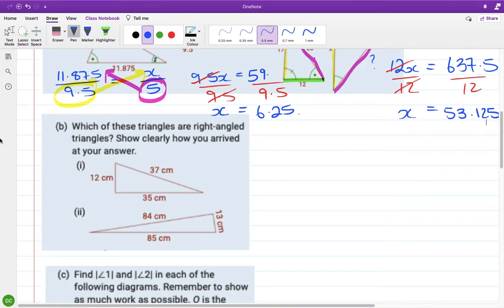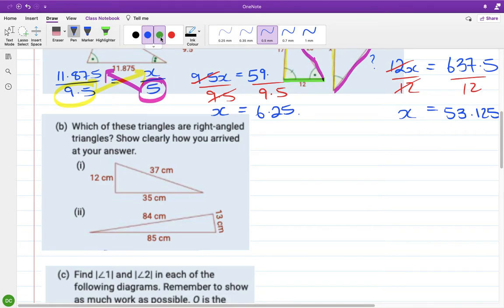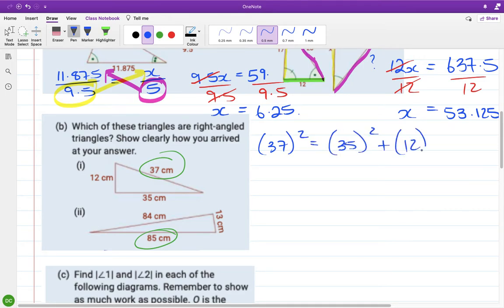Which of these is right angled? Okay, so because we don't have a right angle, we'll have to identify the hypotenuse as the longest side. So here, the hypotenuse is the longest side. And obviously it's only a hypotenuse if there is a right angle, so we need to investigate. So 37 squared equals 35 squared plus 12 squared.